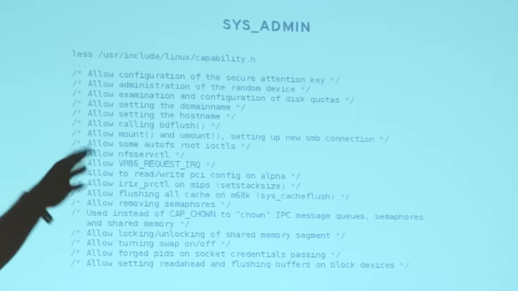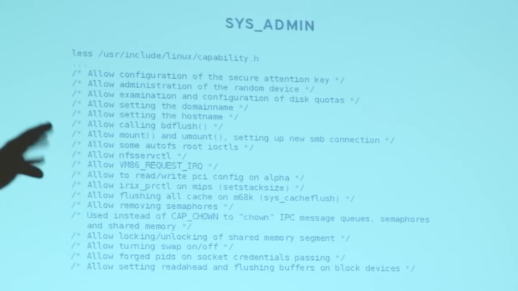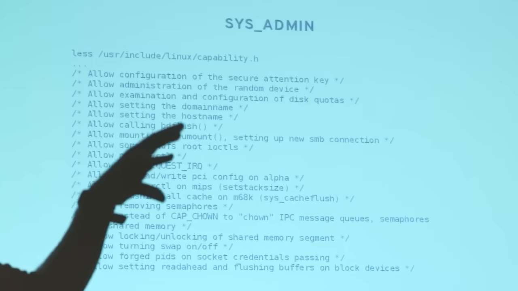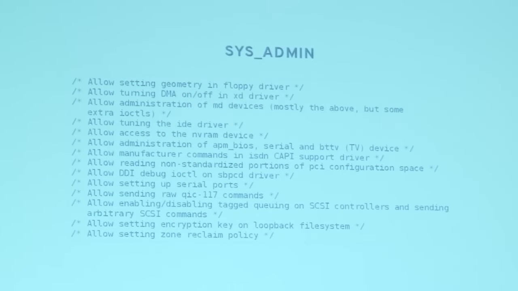So since we mounted the file systems read-only, we don't want to allow the root process inside of the container to remount it read-write. So you are not allowed in a container in a non-privileged mode to mount anything. You're also not allowed to set the host name, set the domain name, do certain types of chown on IPCs, turn on swap, turn off swap. There's all sorts of stuff, and I'll go look at the capabilities.h file.